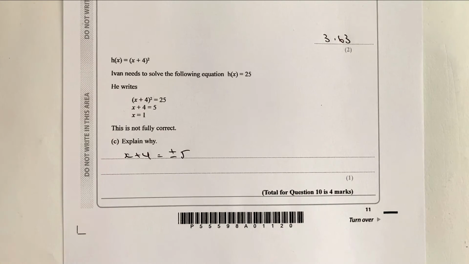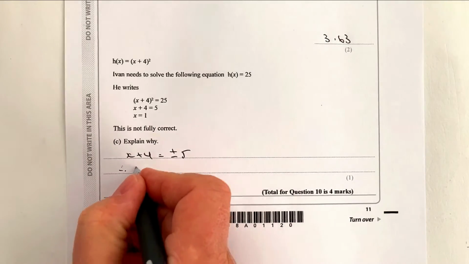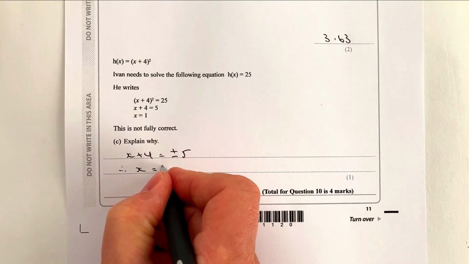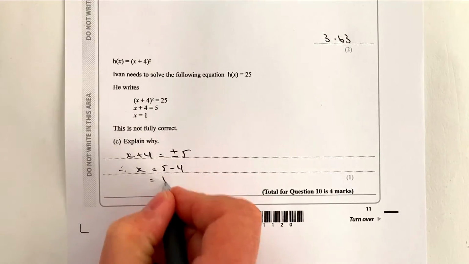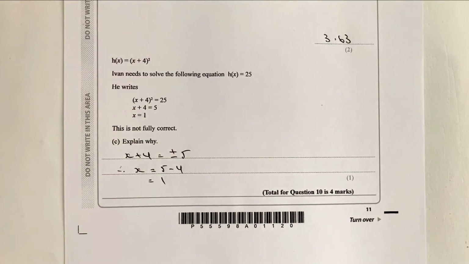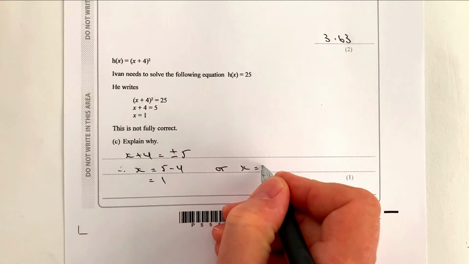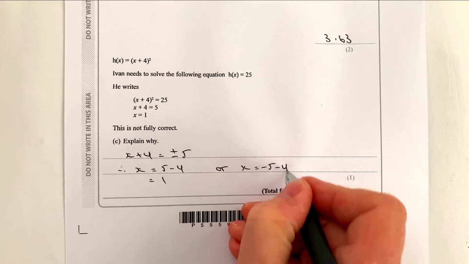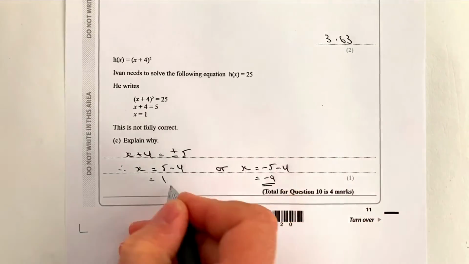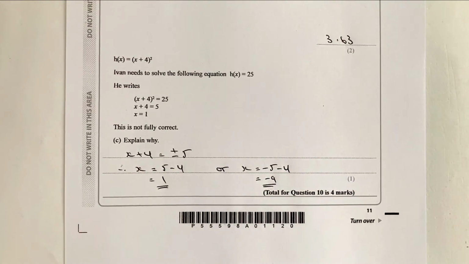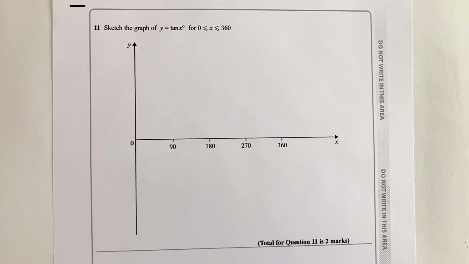Okay, now if you want to get that mark, therefore you can say that x will equal positive 5 minus 4, which equals 1, which is the answer he got. But actually, he's also got the other answer, or x equals minus 5 minus 4, which is equal to minus 9. Okay, so he does need both values, and you might add a little bit of a sentence in there just to really be absolutely sure you're going to get that mark, but it is a bit of a throwaway mark.